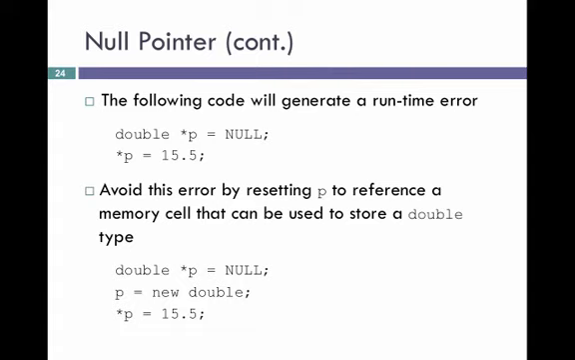So you can avoid this by resetting P to reference a memory cell that can be used to store a double. So here we can declare P, then we've got to allocate space to hold a double and assign that to P. So P now points to a memory location where we can store a double, and now we can assign that 15.5.